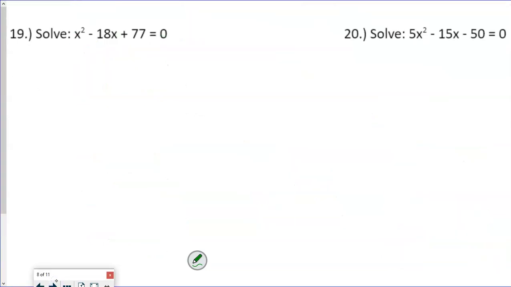Okay. So number 19. This one says solve. So we're looking for the factors again. I'm looking for the factors of 77 that add up to be negative 18. And this seems to be the kind of problem y'all are having a lot of problems with.